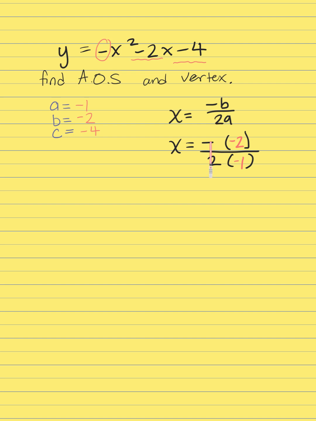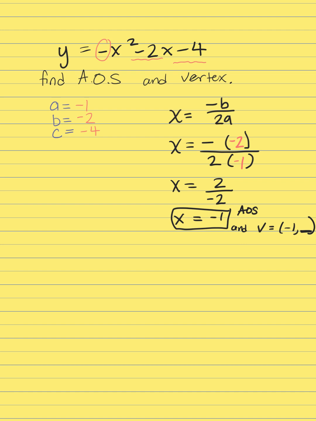And now at the top, we have -1 times -2. -1 times -2 is +2. And then underneath, I have 2 times -1, which is -2. 2 divided by -2 is -1. So my axis of symmetry is x equals -1, and my vertex is going to be -1 comma something.